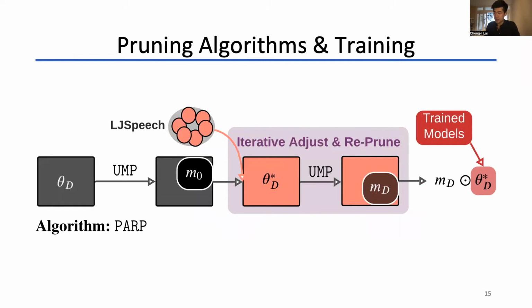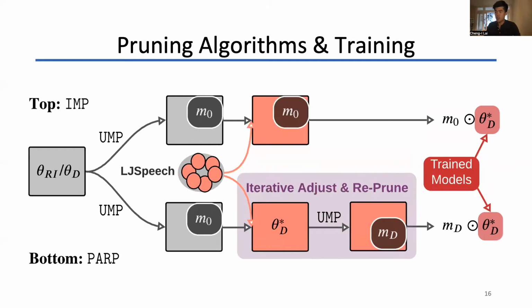The second algorithm is PARP, which is a simple modification of IMP. The key modification of PARP is that during subnetwork fine-tuning, the zeroed-out weights from the initial IMP operation are allowed to grow back with gradient updates. And the final output of PARP is also a trained sparse subnetwork on LJ Speech. This is a comparison between IMP and PARP, and we encourage you to read more about these 2 algorithms in the paper and in prior work.